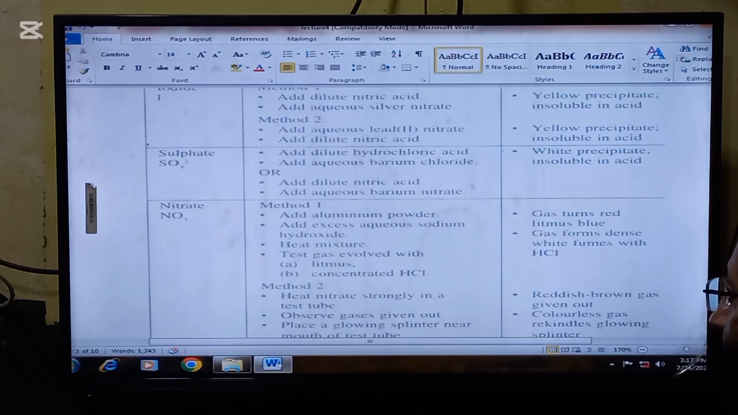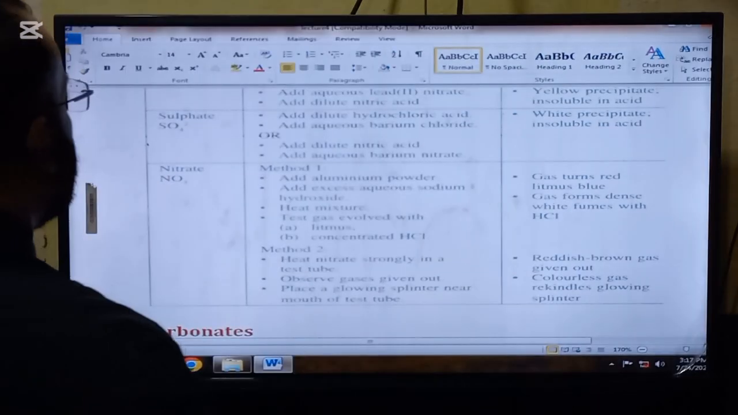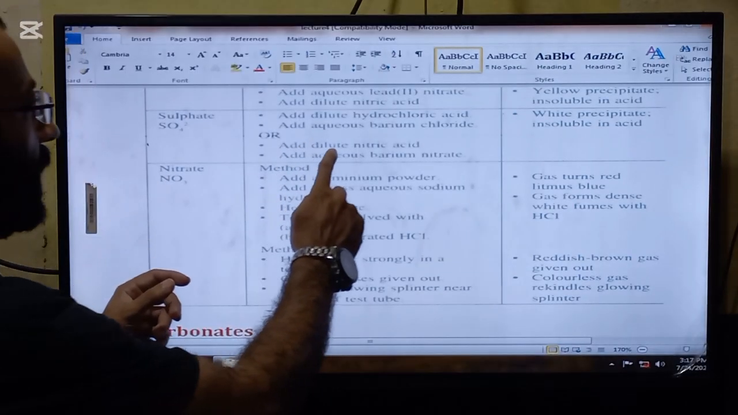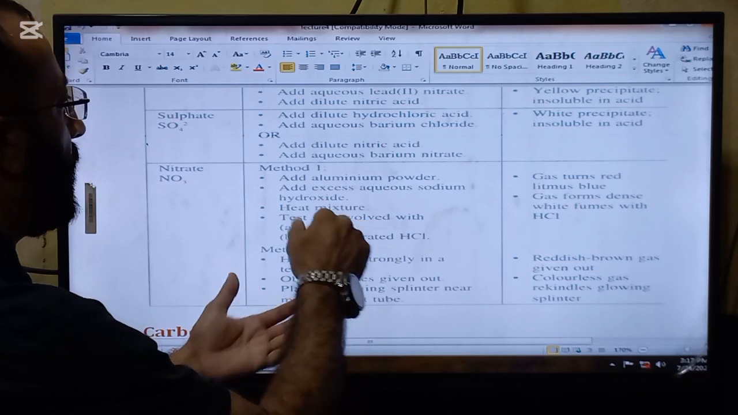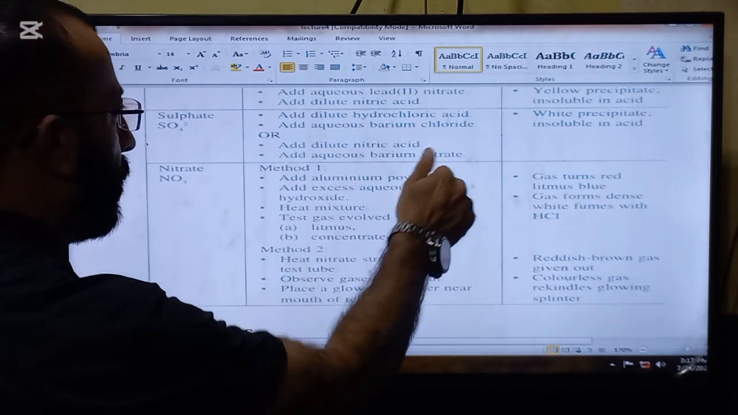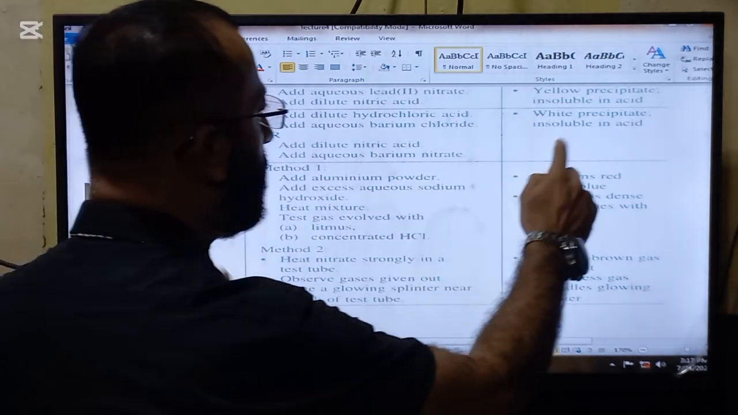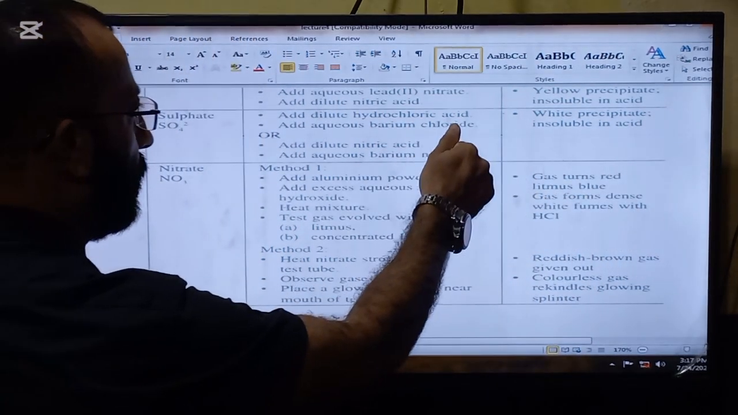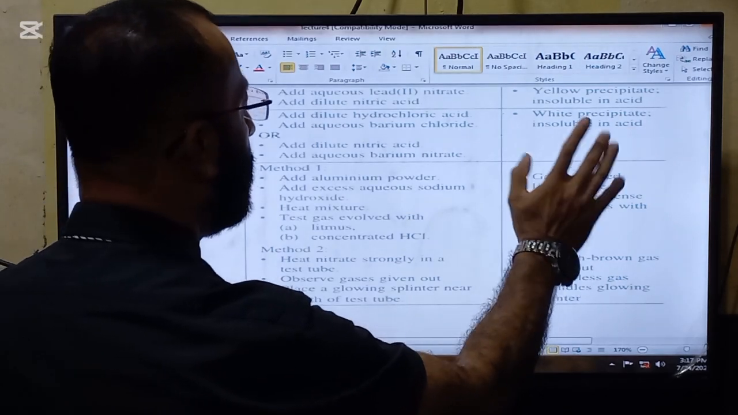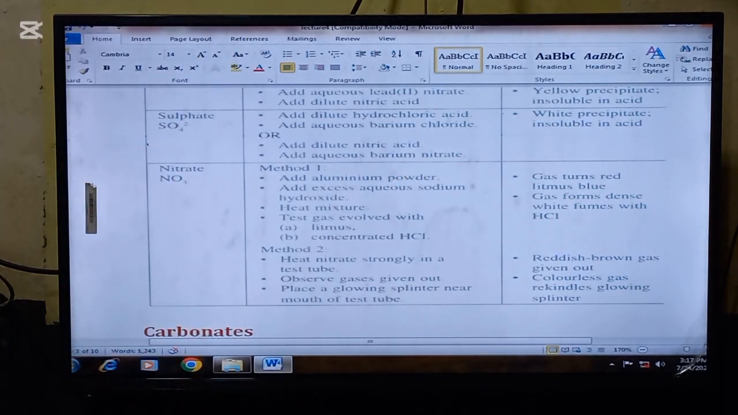Next, we are going to identify the sulfate ion. If we add dilute hydrochloric acid to our sample anion and add aqueous barium chloride, and if a white precipitate is formed which is insoluble in the acid, that is hydrochloric acid, that will be the sign that this anion is the sulfate ion.